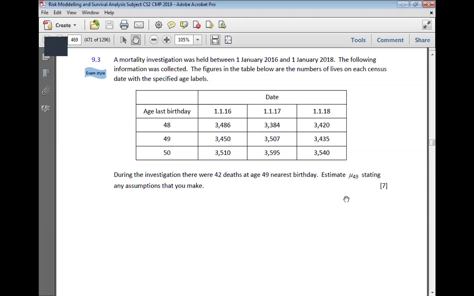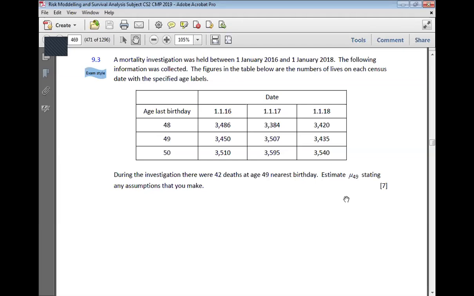Okay, so we have to figure out the value of mu 49 here, right? The definition for age that we use is age last birthday. For exposed to risk and for deaths, we have information about 49 nearest birthday, right? So we'll try to convert whatever we have in age last to age nearest, and then use that to figure out mu 49.